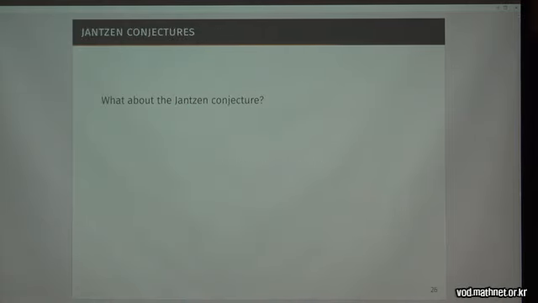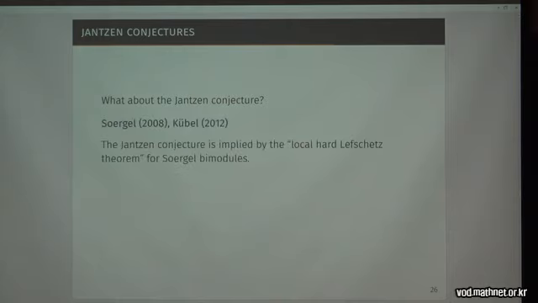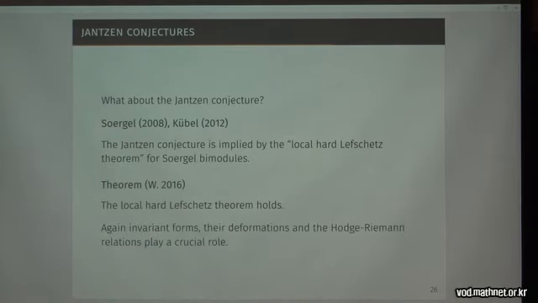So just quickly, maybe you're wondering what happened to the Jantzen conjecture. So Soergel and Kübel basically showed that the Jantzen conjecture would be implied by some local Hard Lefschetz statement for these Soergel bimodules. Soergel bimodules are something like Soergel modules defined in some commutative algebra framework; I won't explain. And then this local Hard Lefschetz theorem holds, and basically the same techniques apply. So invariant forms, deforming them, Hodge-Riemann relations are all important. This just happens to be insanely technical.